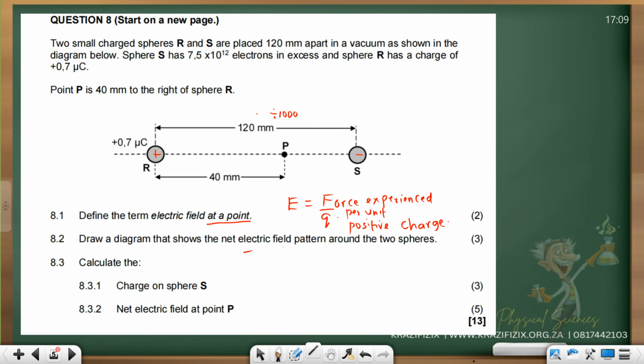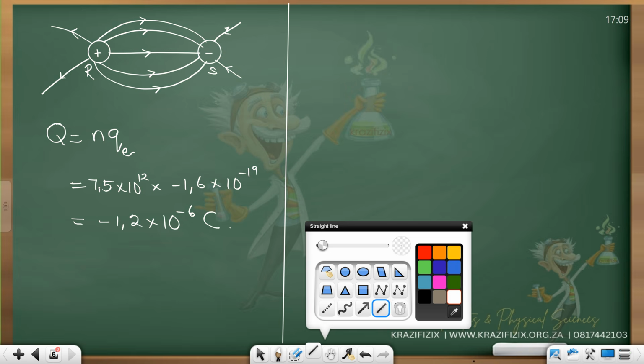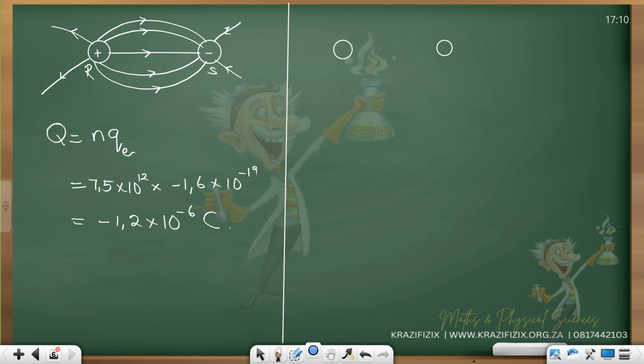And the last one, what are we looking for? Net electric field at point P. Please never do this without drawing a free body diagram. So it's positive, positive, and negative. And we are drawing at P, right? R and S. Put your dots there.